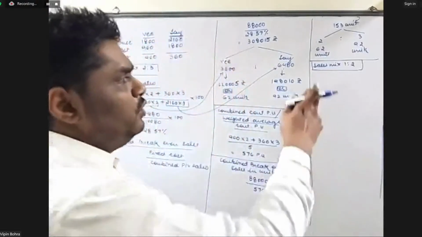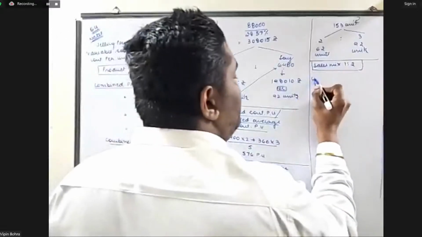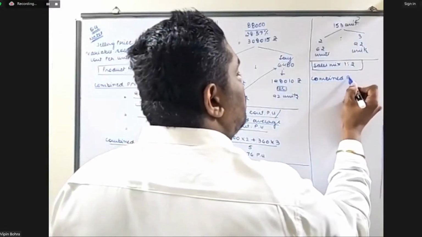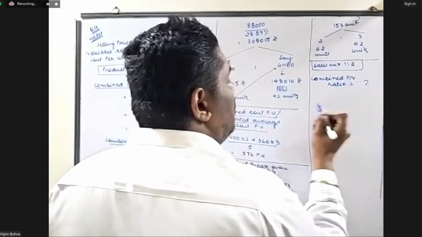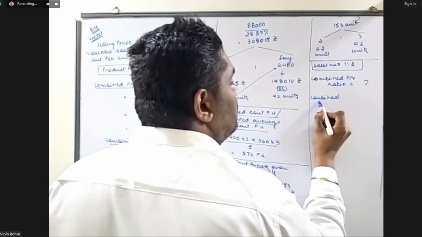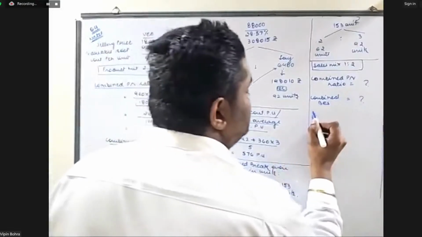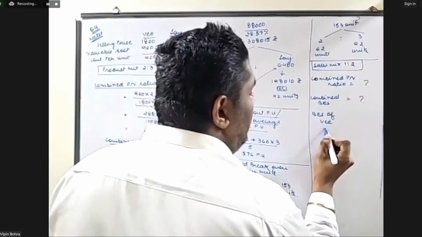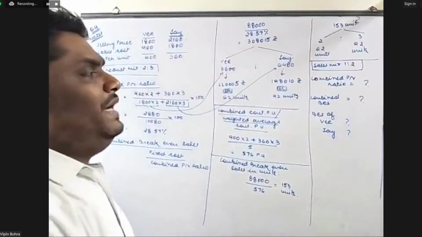Now, a question for you. If the sales mix is 1:2, what will be my combined PV ratio? What will be my combined break-even sales? Second question, and the third question, break-even sales of B and J. So waiting for your answers.